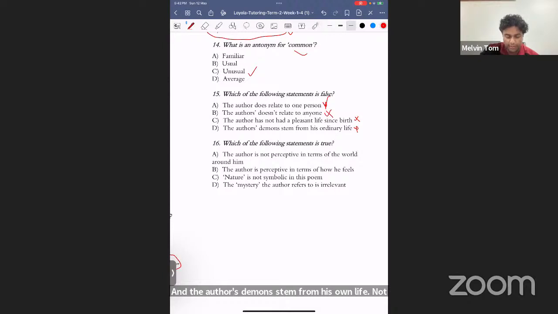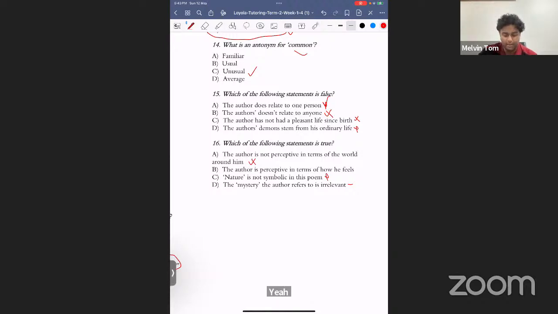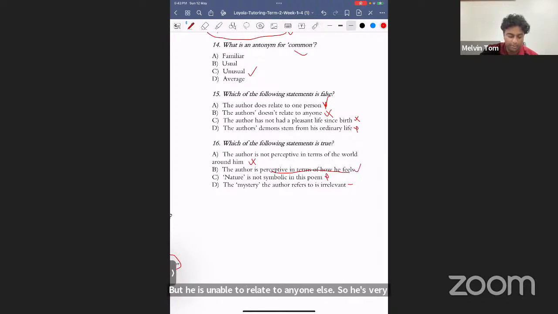Which of the following statements is true? The author is not perceptive in terms of the world around him. The author is perceptive on how he feels. Nature is not symbolic in this poem. It is very symbolic, so that's incorrect. The mystery that the author refers to is irrelevant. I don't think this option is very relevant, actually. The author is not perceptive of the world around him? He is perceptive because he's talking about how all these people have joys and happiness, but he is unable to relate to anyone else. So he's very perceptive of how he feels. I'd say this is the most correct option, B.